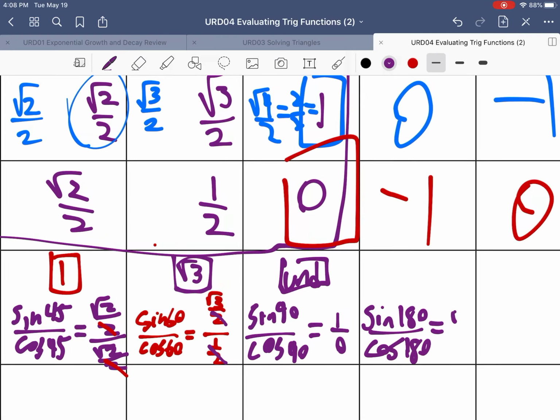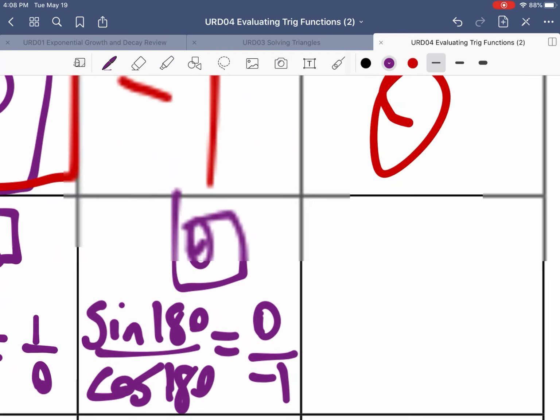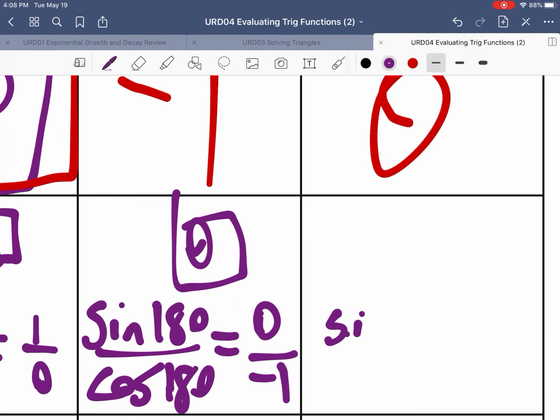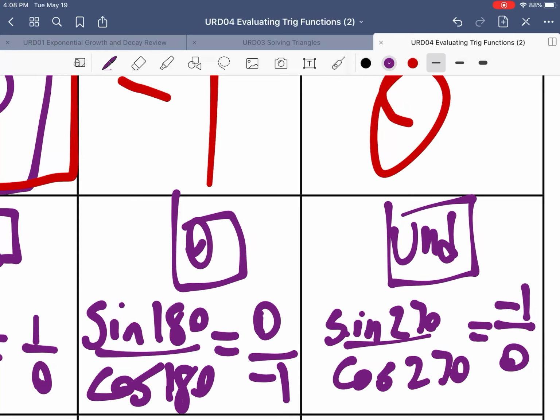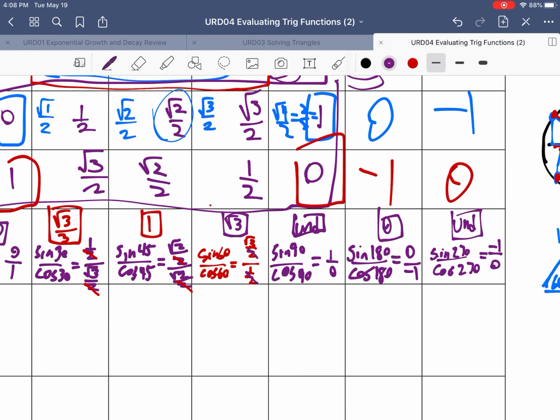And for the tangent of 180, we're going to do the sine of 180 divided by the cosine of 180, which is going to be equal to 0 over negative 1, which is the same thing as 0. And for the tangent of 270, we're going to do the sine of 270 divided by the cosine of 270, which is going to be equal to negative 1 over 0, which no matter what you divide by, if you're dividing by 0, it is undefined.